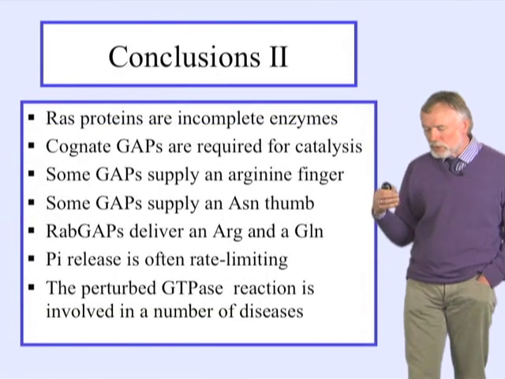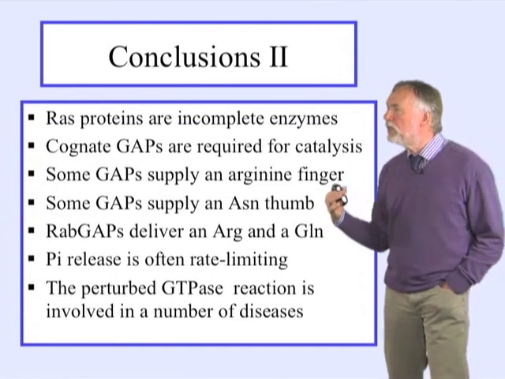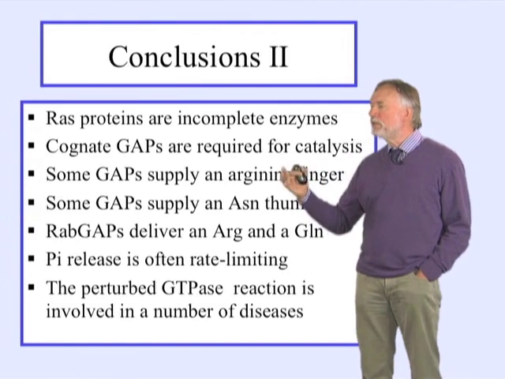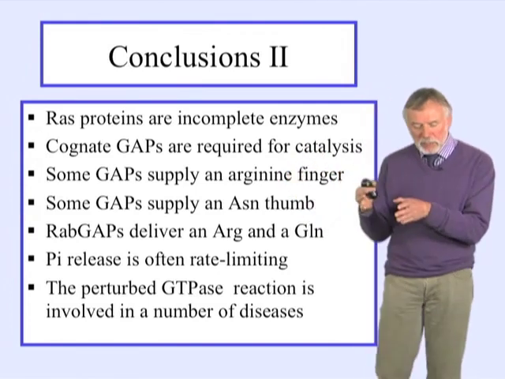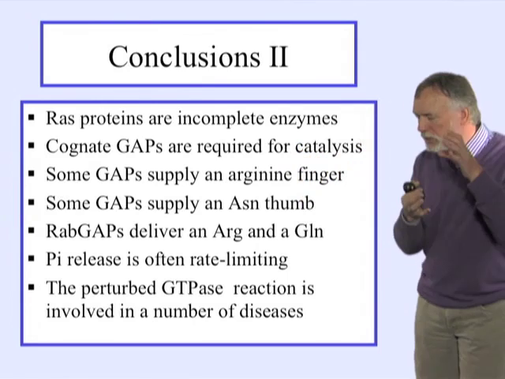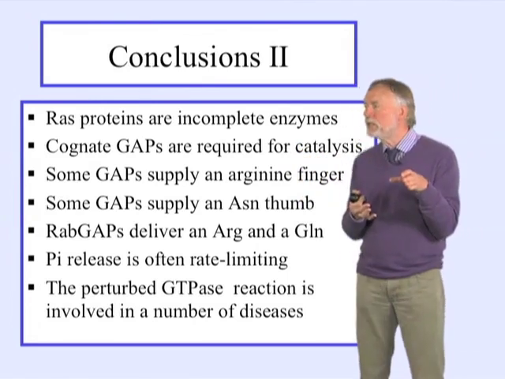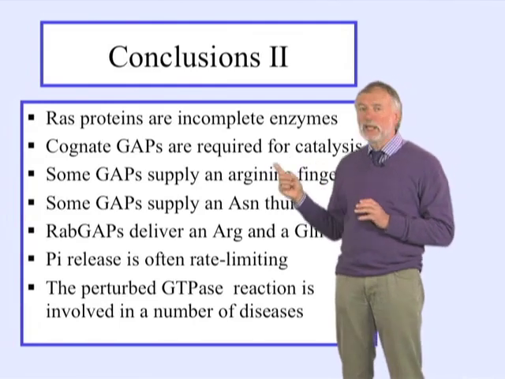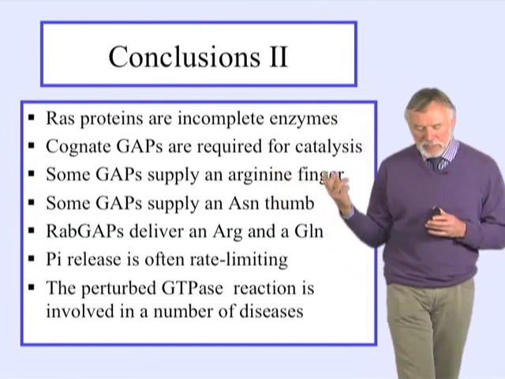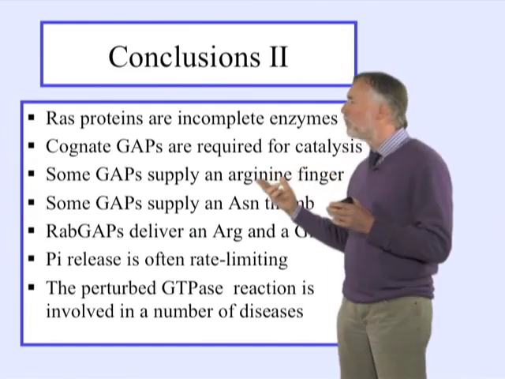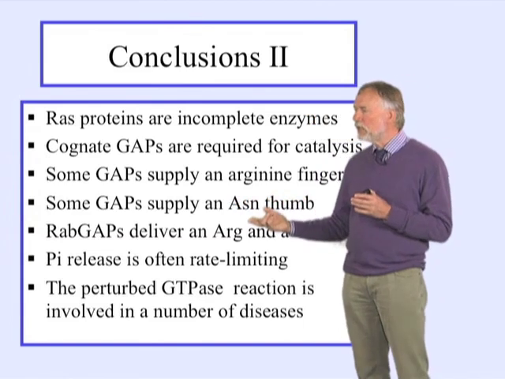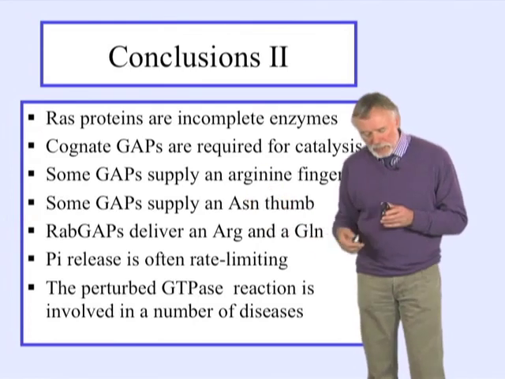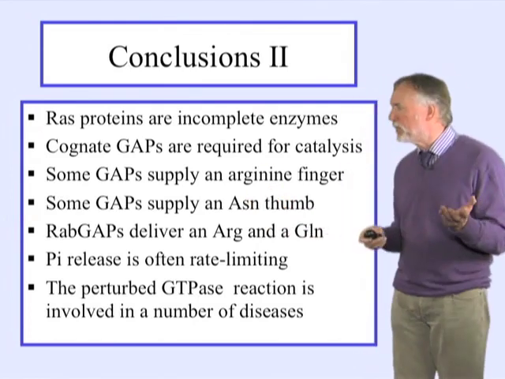The second conclusion, more general to the Ras superfamily: Ras proteins are all incomplete enzymes. They all hydrolyze GTP very slowly. They have cognate GAPs. So each of the subfamily proteins, and sometimes even proteins within the subfamily, have a specific cognate GAP that is required for fast GTP hydrolysis, for catalysis. Some GAPs supply an arginine finger, that I have shown you in many different examples, Ras, Ran and Rho. Rap GAPs deliver an asparagine and a glutamine. Some GAPs supply an arginine. I showed you the example of Ras GAP, and tuberin probably does the same thing.